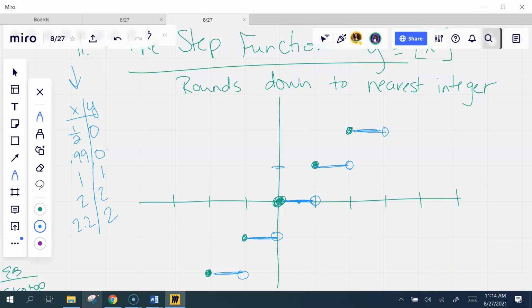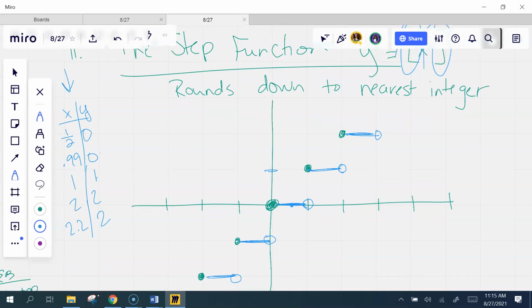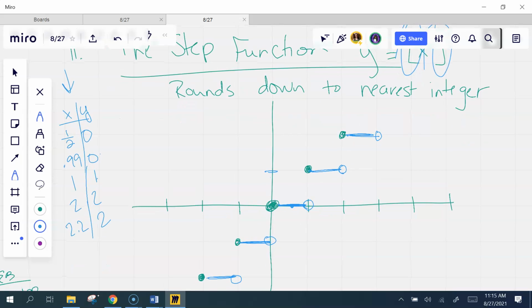Because it always rounds down. If it's 0.99999, if it's 3.9999999, it's going to round down to 3. This makes everything round down. Look, at 0.99999, it's still on 0. At 1.999, which is almost at 2, it's still at 1. It doesn't jump up to 2 until I get to 2.